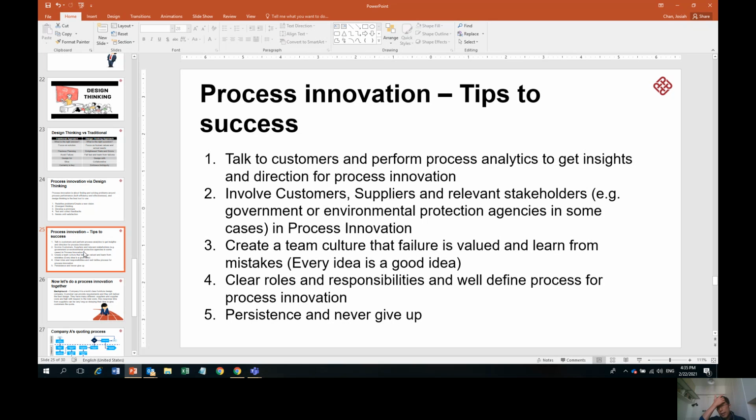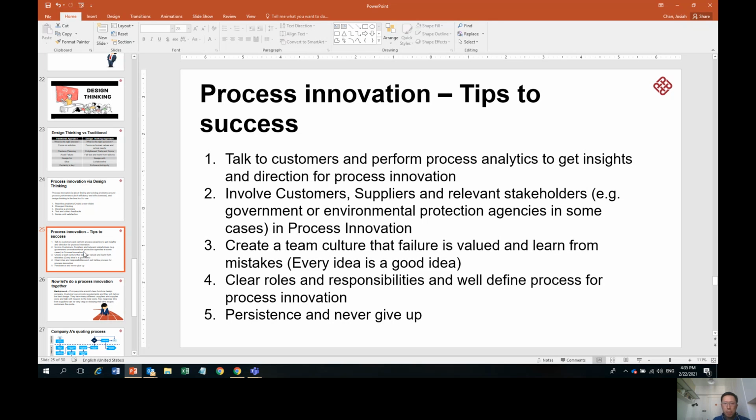So based on my experience from a lot of process innovation projects, there are some tips I want to highlight here to make this a success. The first thing is always talk to customers. That's what I mentioned. Talk to customers, and perform process analytics to get insights and direction for process innovations.